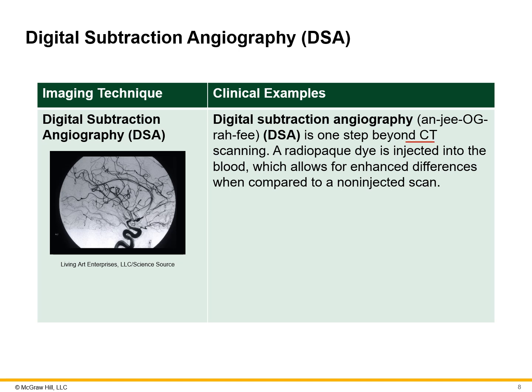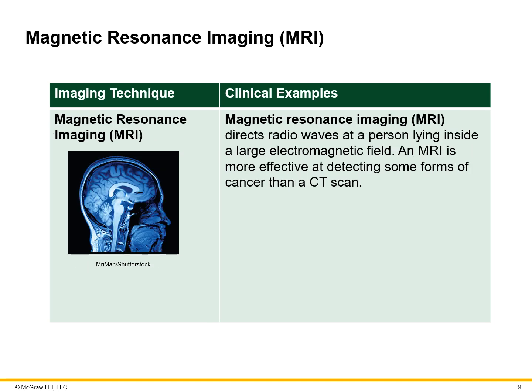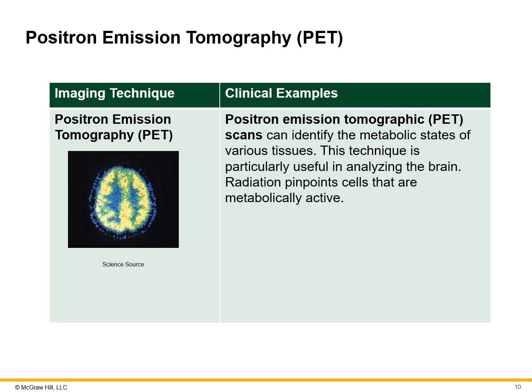Then the DSA, again, digital subtraction angiogram. Again, just a little step beyond that CT. So it's using the same kind of x-ray electromagnetic radiation, but also adding a radiopaque dye so that we can look at contrast. Then the MRI, this is now using radio waves and the electromagnetic field. So this is, again, kind of more effective at detecting some forms of cancer than what can be seen with the CT scan. And then finally, your PET scan, the positron emission, this is now using, again, that radioactive glucose in order to look at the metabolic state.